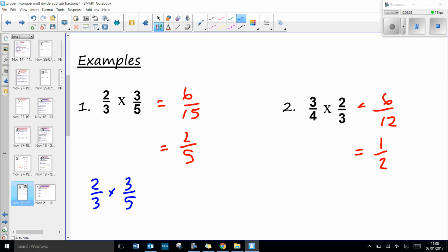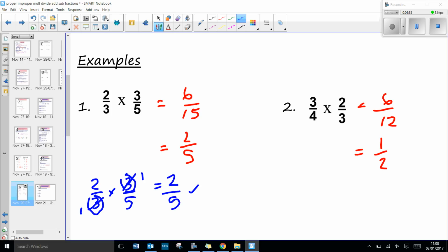So I can see here that I have a 3 on the top and a 3 on the bottom. Now it doesn't matter, they're different fractions. So if I divide both of those two by 3, this now becomes a 1, and this now becomes a 1. So I'm now doing 2 times 1 and 1 times 5, and I get my simplified answer straight away.